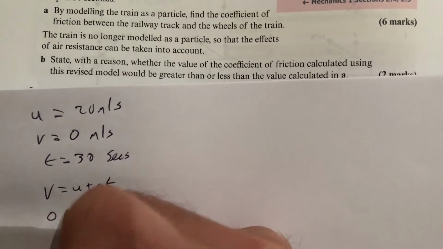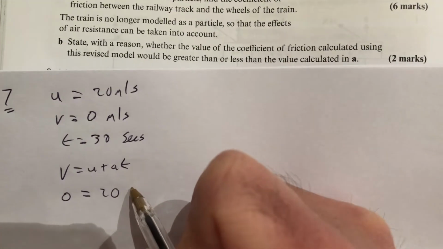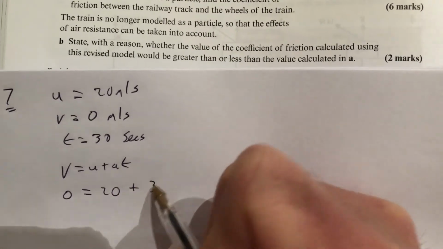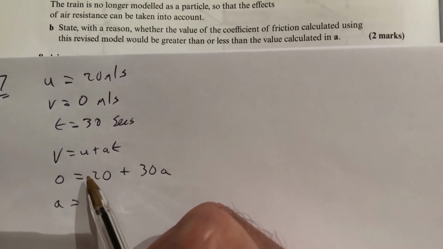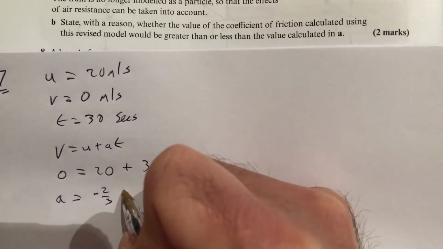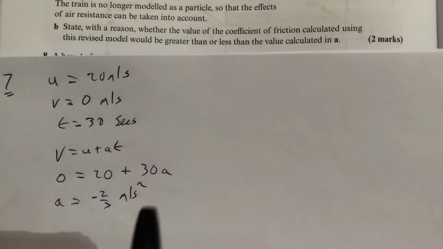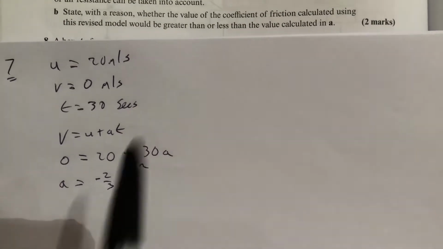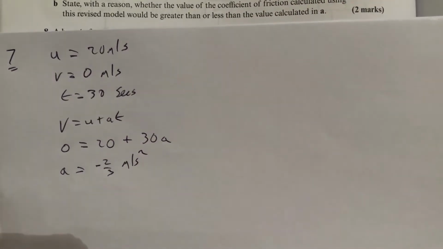So 0 is equal to 20 plus 30a. So a is equal to what, negative 20 over 30. So negative 2/3 metres per second squared. Okay. By modelling the train as a particle, find the coefficient of friction between the railway track and the wheels of the train.